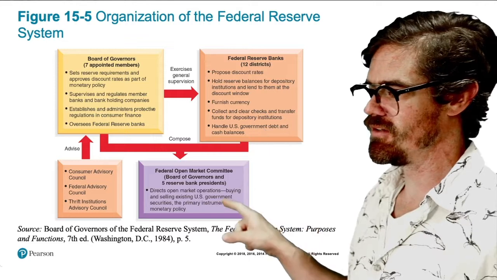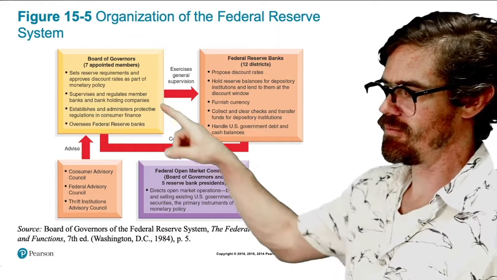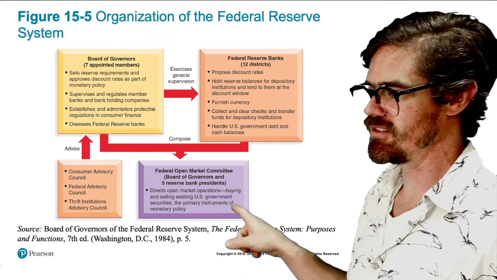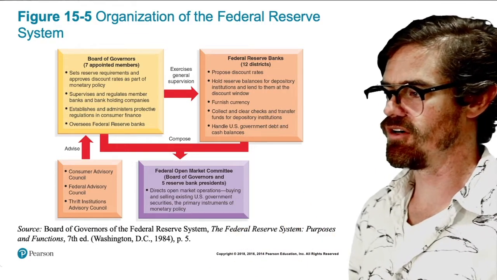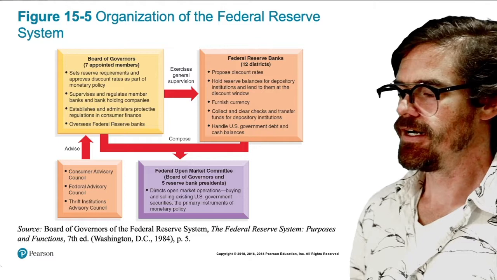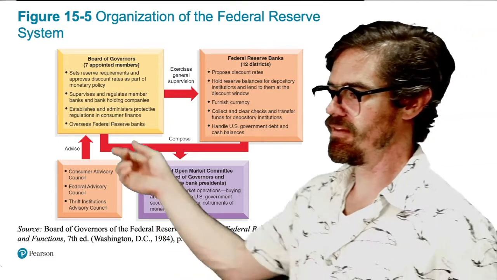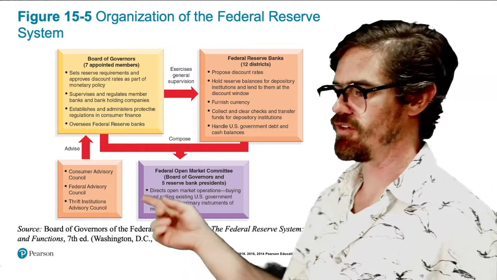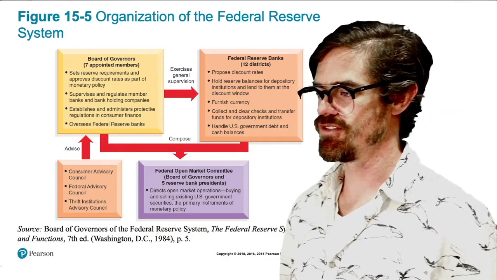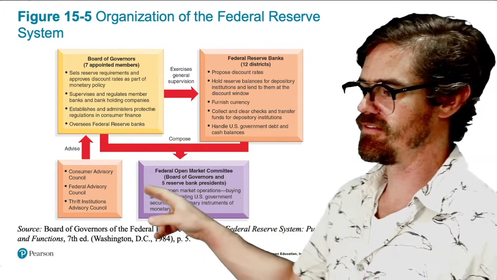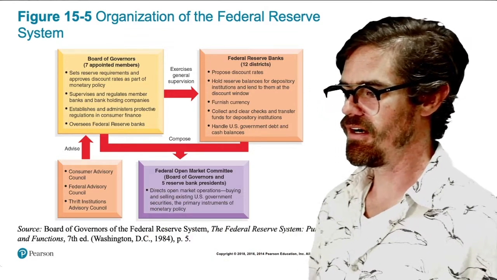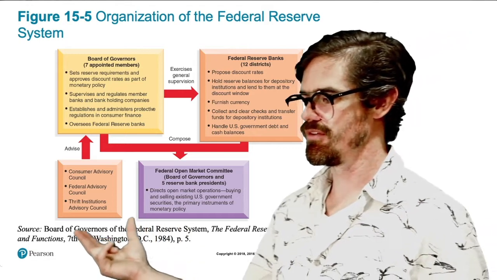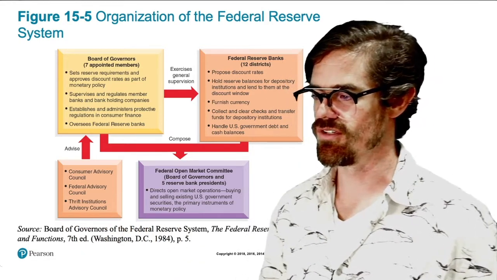These together compose the FOMC, right? The Board of Governors plus 5 of the presidents from these banks make up the Federal Open Market Committee. And then the Board of Governors gets some external help and advice from the Consumer Advisory Council, the Federal Advisory Council, and the Thrift Institutions Advisory Council. So they get some external help from these advisory councils.